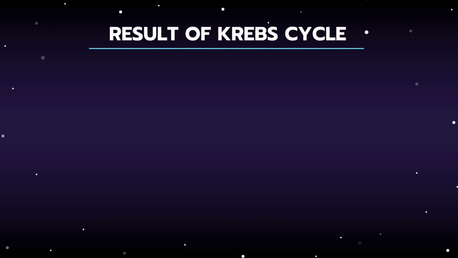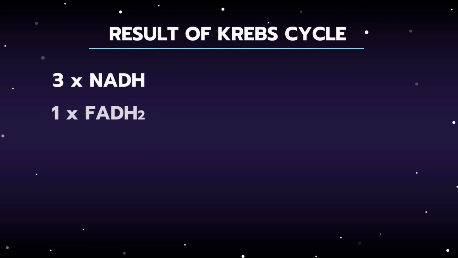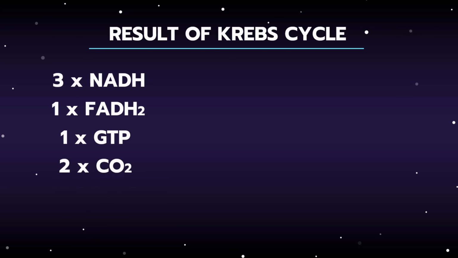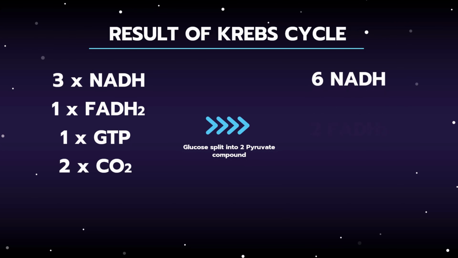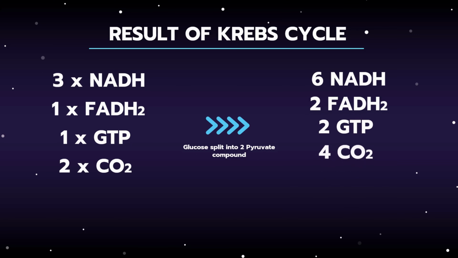Through the Krebs cycle, the following products are generated: 3 compounds of NADH, 1 compound of FADH2, 1 compound of GTP, and 2 compounds of carbon dioxide. Now, since the glucose is split into 2 pyruvate compounds, for each molecule of glucose, this cycle runs twice. Hence, the products are 6 compounds of NADH, 2 compounds of FADH2, 2 compounds of GTP, and 4 compounds of carbon dioxide.